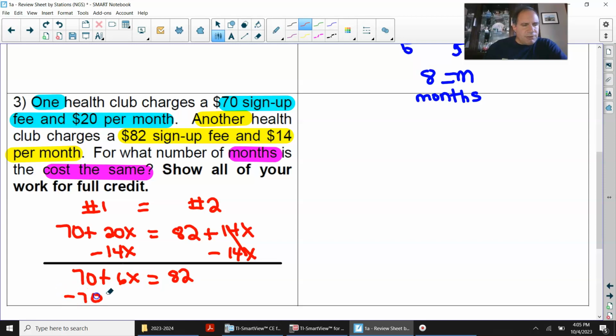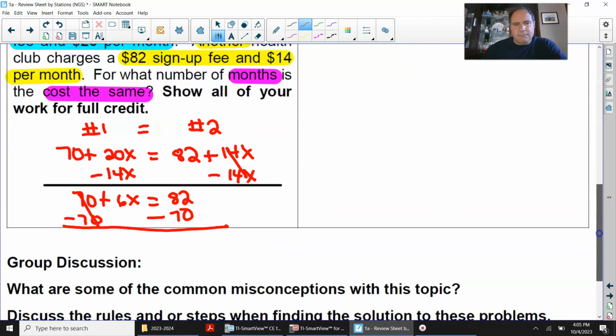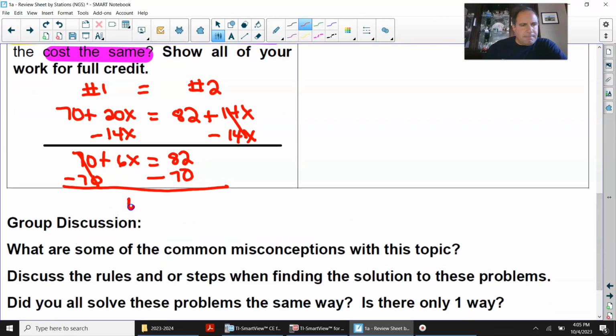Minus 70 on both sides. This cancels. And you get 6x equals 12. And then you divide by 6, and then x equals 2 months. That's it.